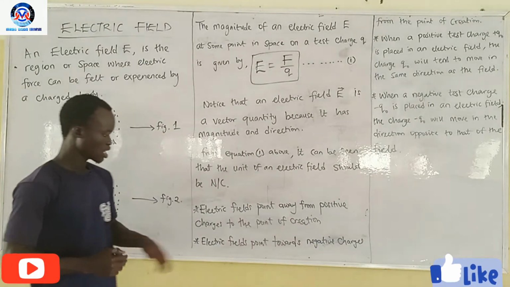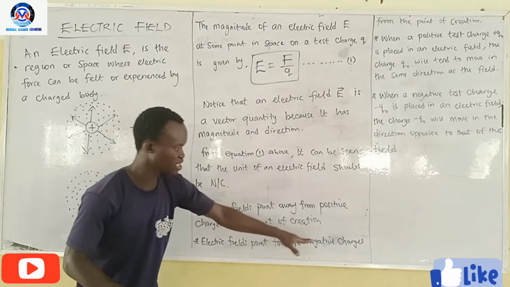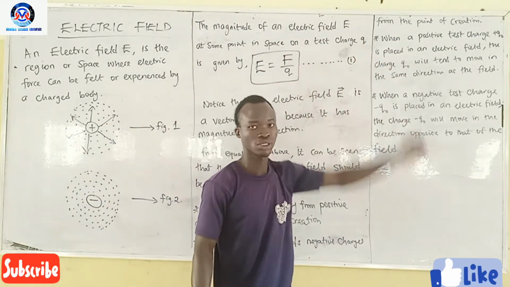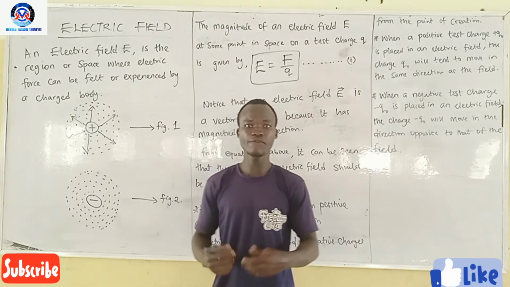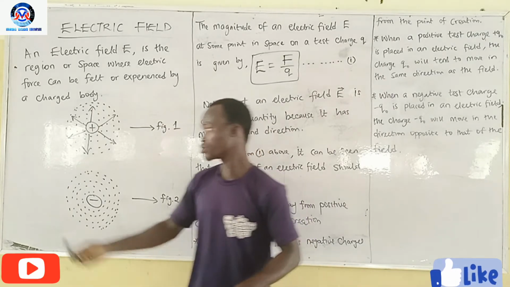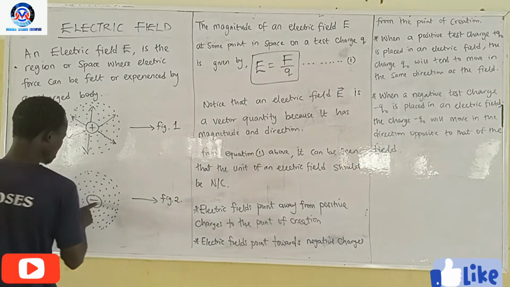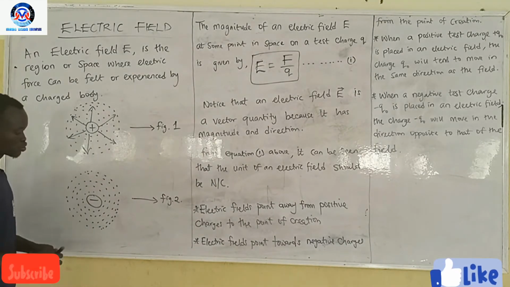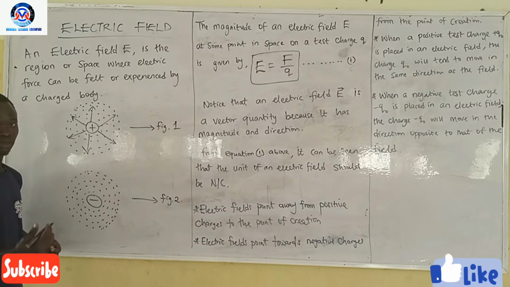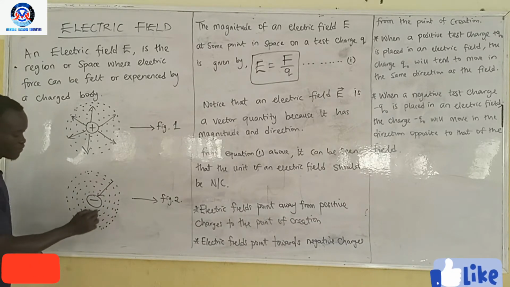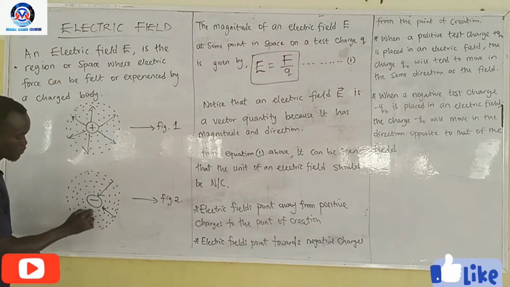And now, electric field points towards negative charges from the point of creation. In what direction do they point? Due to a negative charge, remember that this negative charge also creates electric fields around itself. So the direction of the electric field will point towards the negative charge from the point of creation.